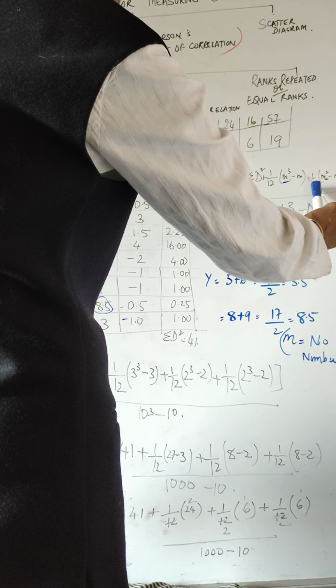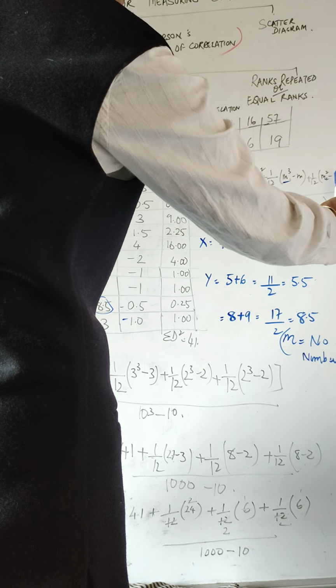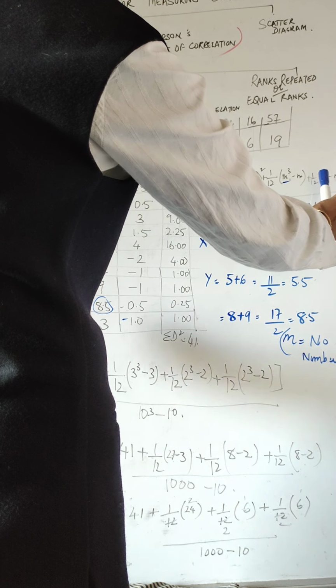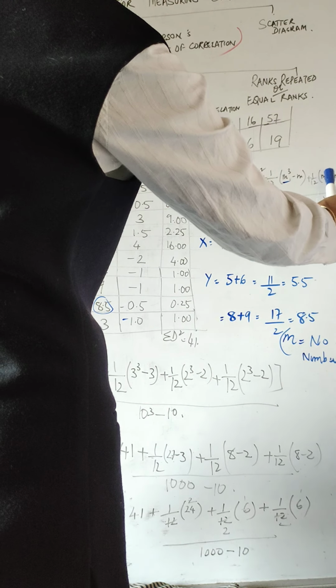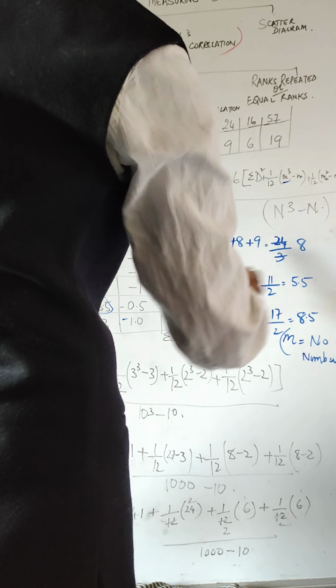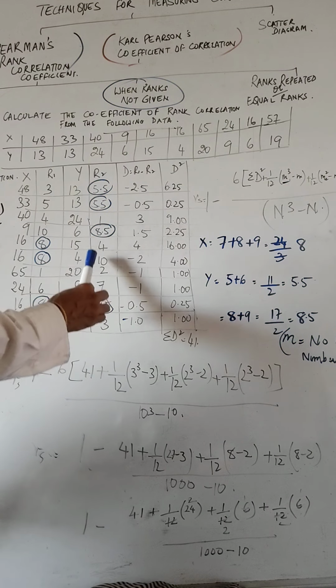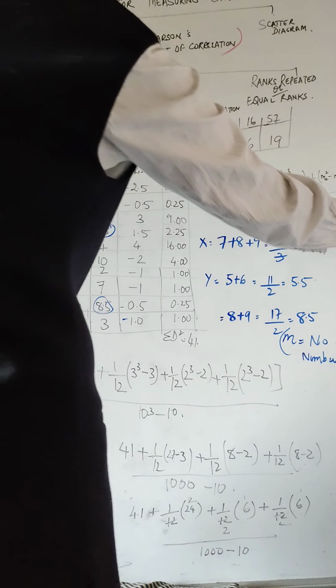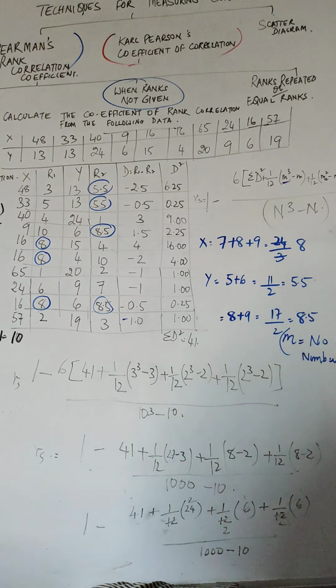Plus 1 by 12 m square minus m. So how many times? Twice. That is 2 square minus 2, and again it has repeated itself 2 times, so write 2 square minus 2. Is that clear?